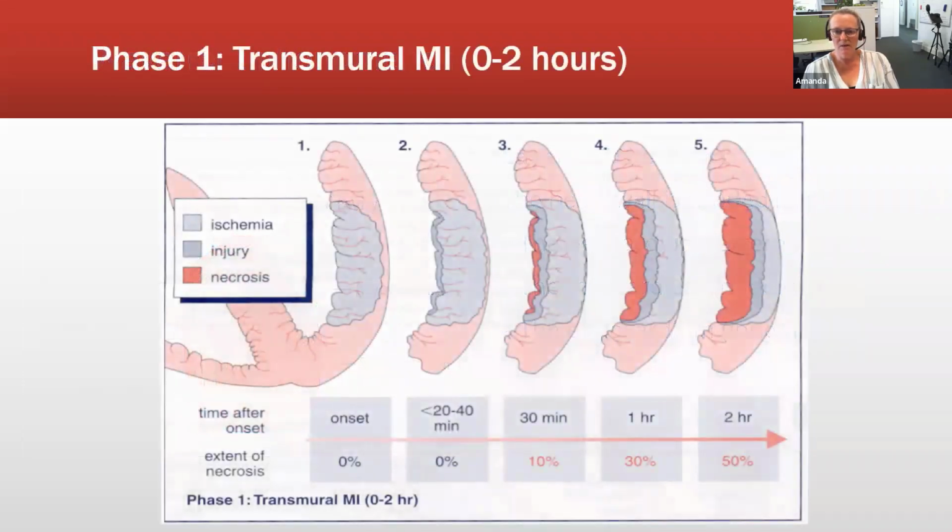So there's three areas that we're looking at here. There's ischemia, there's injury, and there's necrosis. Ischemia is the early stage where oxygen is not getting to the tissues, not getting to the cells, and cell death starts to occur. From when ischemia starts, it's 20 to 40 minutes before we start having injury.